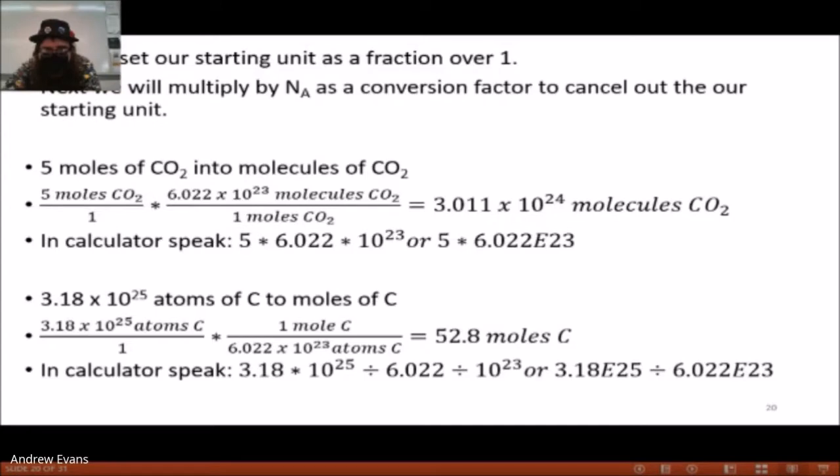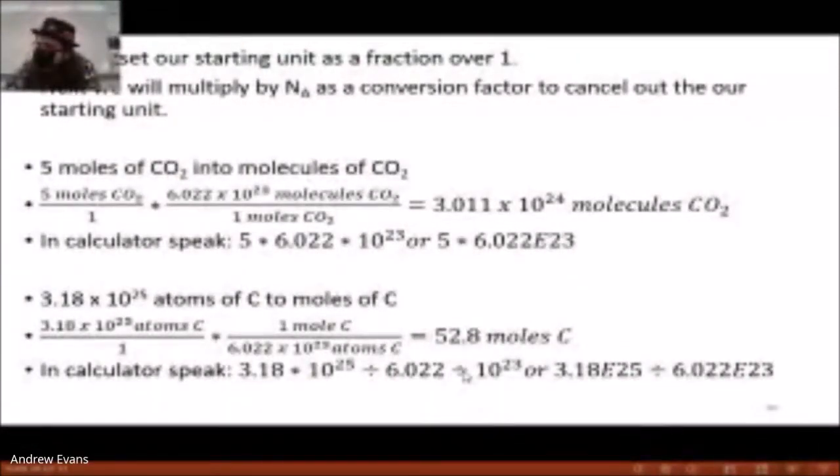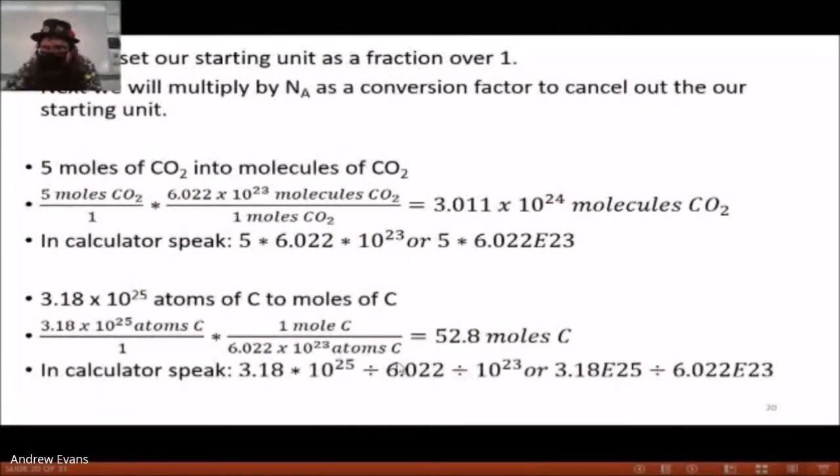Typing this into your calculator, it would look like this: 3.18 times 10 to the 25th divided by 6.022 times 10 to the 23rd. Alternatively, you could do 3.18 E25 divided by 6.022 E23. The one thing you've got to make sure, just because there's a multiplication right here doesn't mean you type it in as a multiplication right there. The only way you can type that in as a multiplication is if you have parentheses around the 6.022 and the 10 to the 23rd, parentheses over that whole thing.